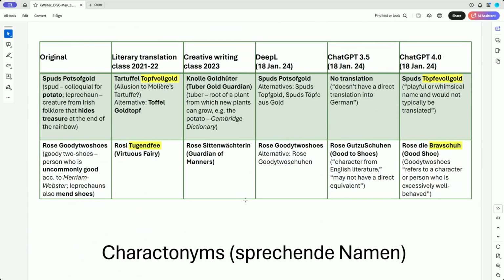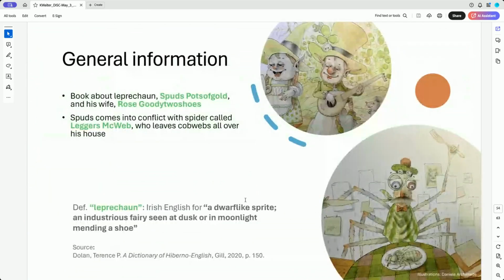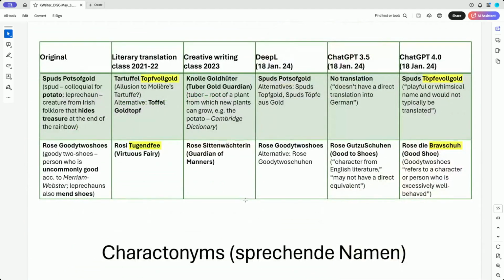Spuds Pots of Gold is called what he's called because spud is a colloquial term for potato, and potatoes have a big significance in Irish history, but also looking at his nose maybe looks a bit like a spud. And he's called Pots of Gold because leprechauns, which are creatures from Irish folklore, they hide a treasure often at the end of the rainbow. So this tells us the story.